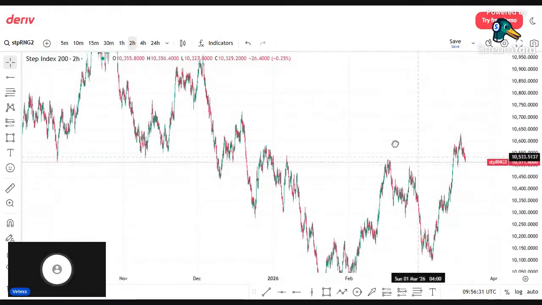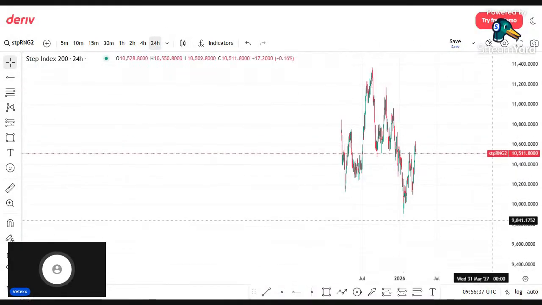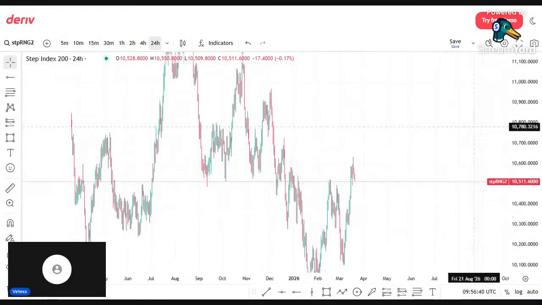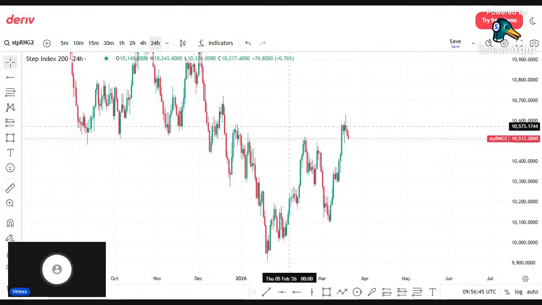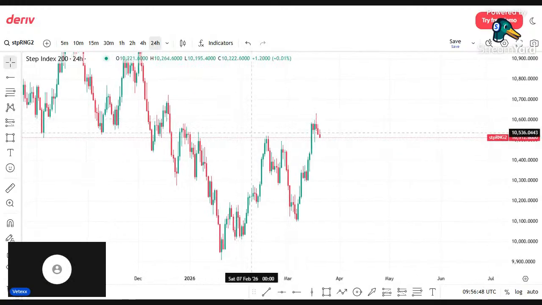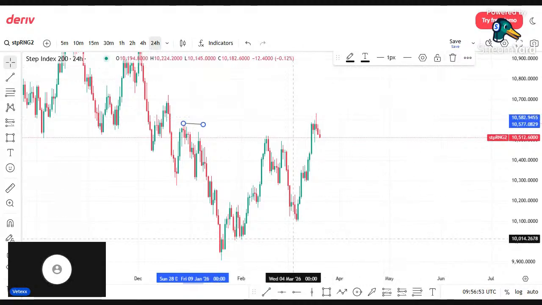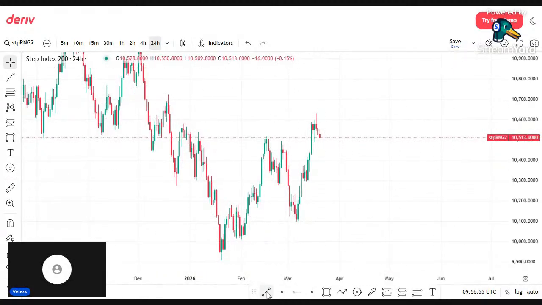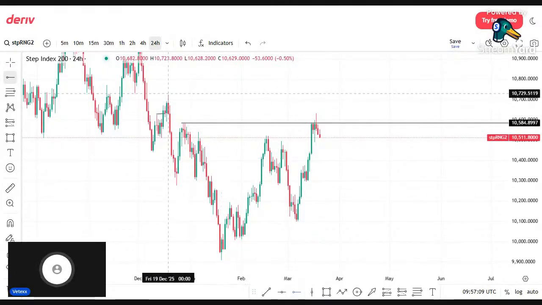Step 200 is bearish on the 24-hour time frame. This is a bearish move from step 200 on the 24-hour time frame. So we have, what a sweep of liquidity here. Excuse me. We have a sweep of liquidity here on the 24-hour time frame, and then we have structural liquidity here, and we have our protected high, which is this.